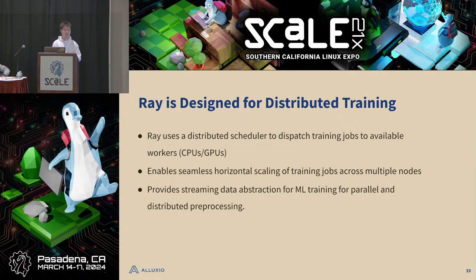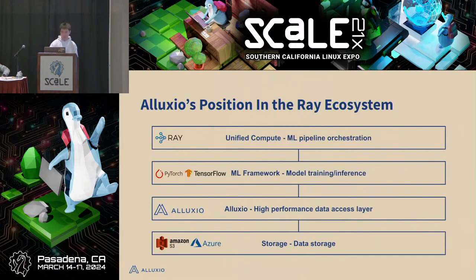So for users, generally, we can just write some single-threaded code, but Ray will interpret it and distribute this kind of job in a distributed pattern. So Ray helps us with horizontally scaling the training jobs across multiple nodes. And it also provides a data abstraction for customers to use. So for users, we can very easily write some Ray jobs for distributed machine learning training.